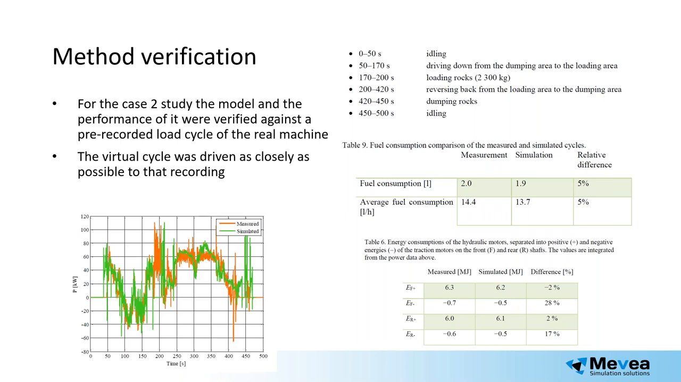Also in the lower right corner of the slide, we can see the energy consumptions of the hydraulic motors that were in the original machine. On the positive side, being the power from the hydraulic system to the wheel, we got within 2% of difference. On the negative side, where the hydraulic motor is basically acting as a pump, those were brief moments in the cycle itself, and we were within 1/10 of a megajoule throughout the cycle, which produces relatively speaking larger differences, those being 28% and 17% respectively for the front and rear. But considering that the scale is so low, we are talking about differences of minus 0.7 to minus 0.5.